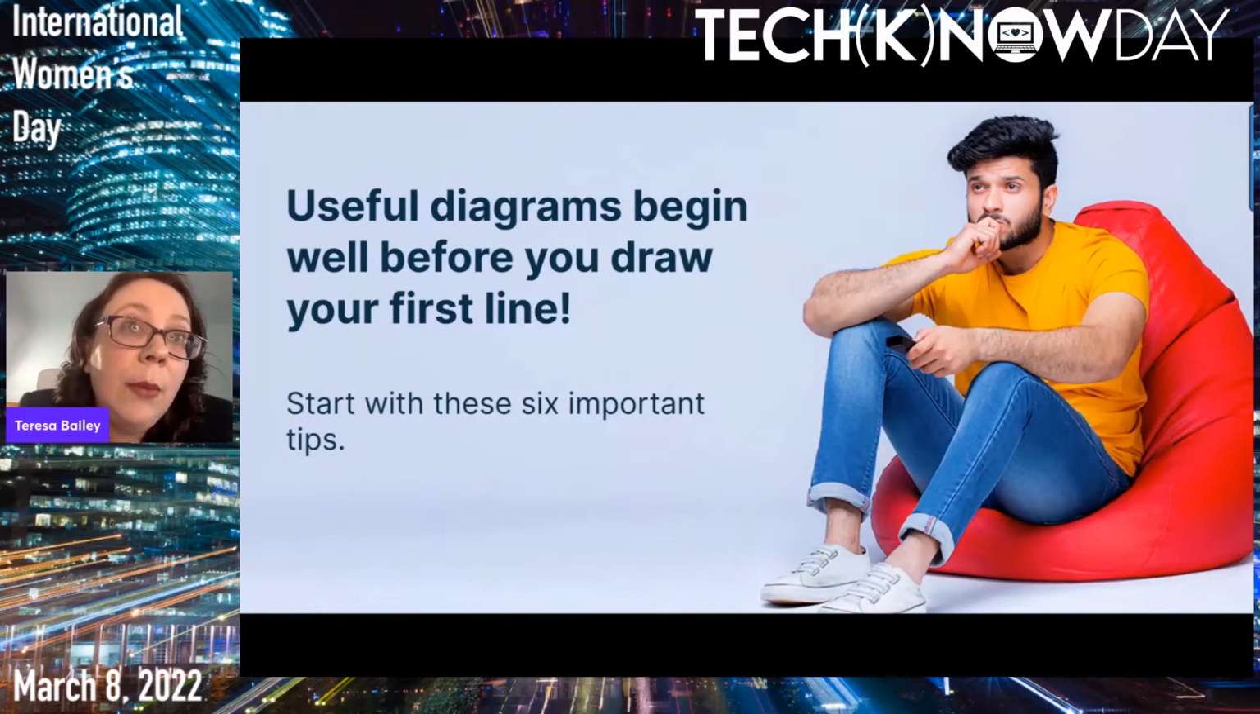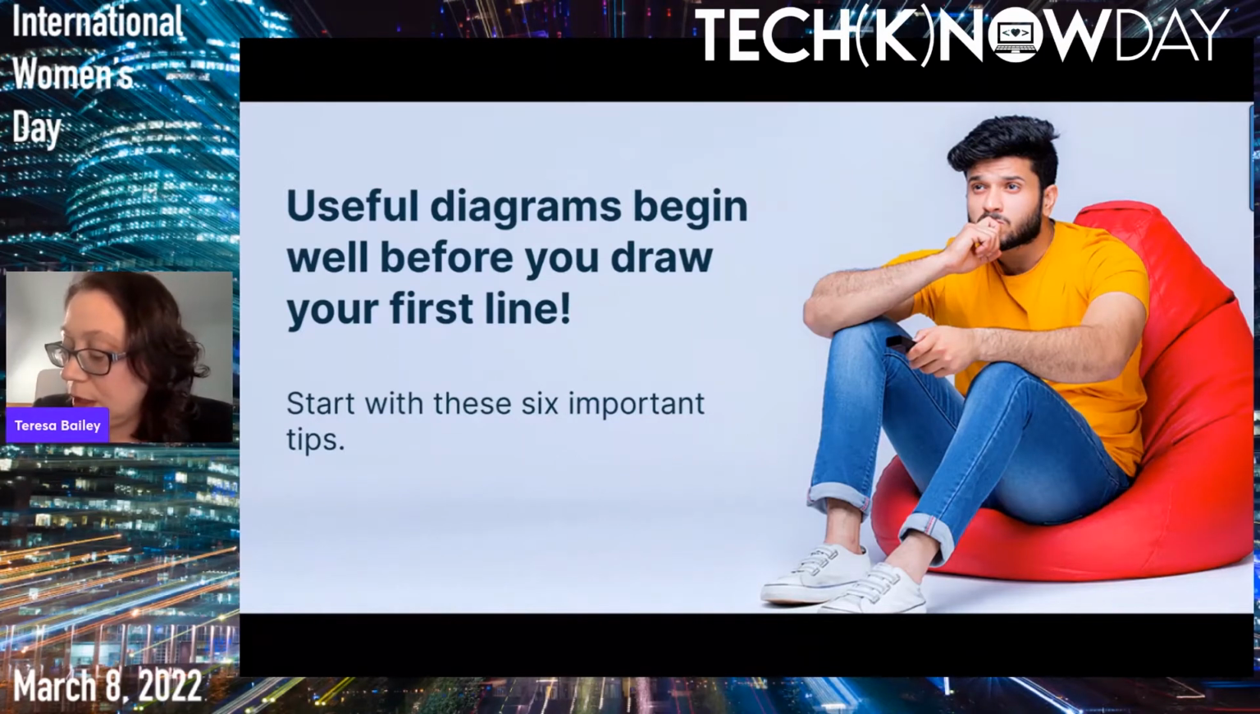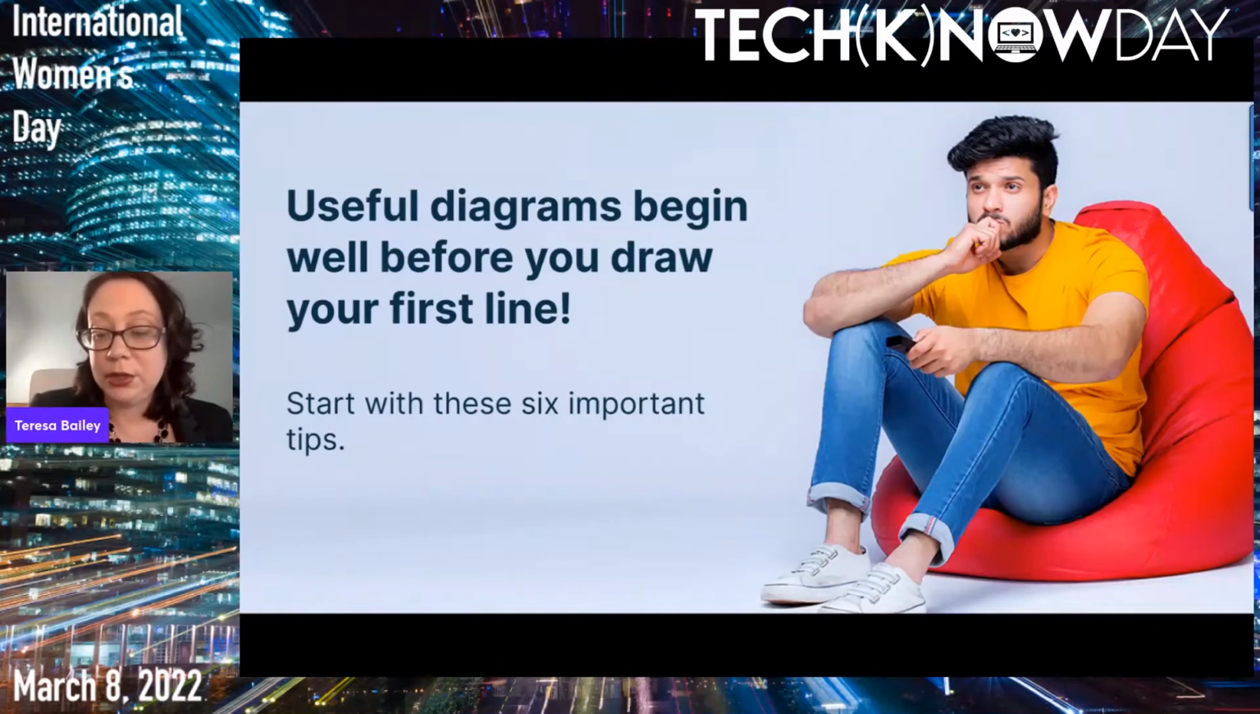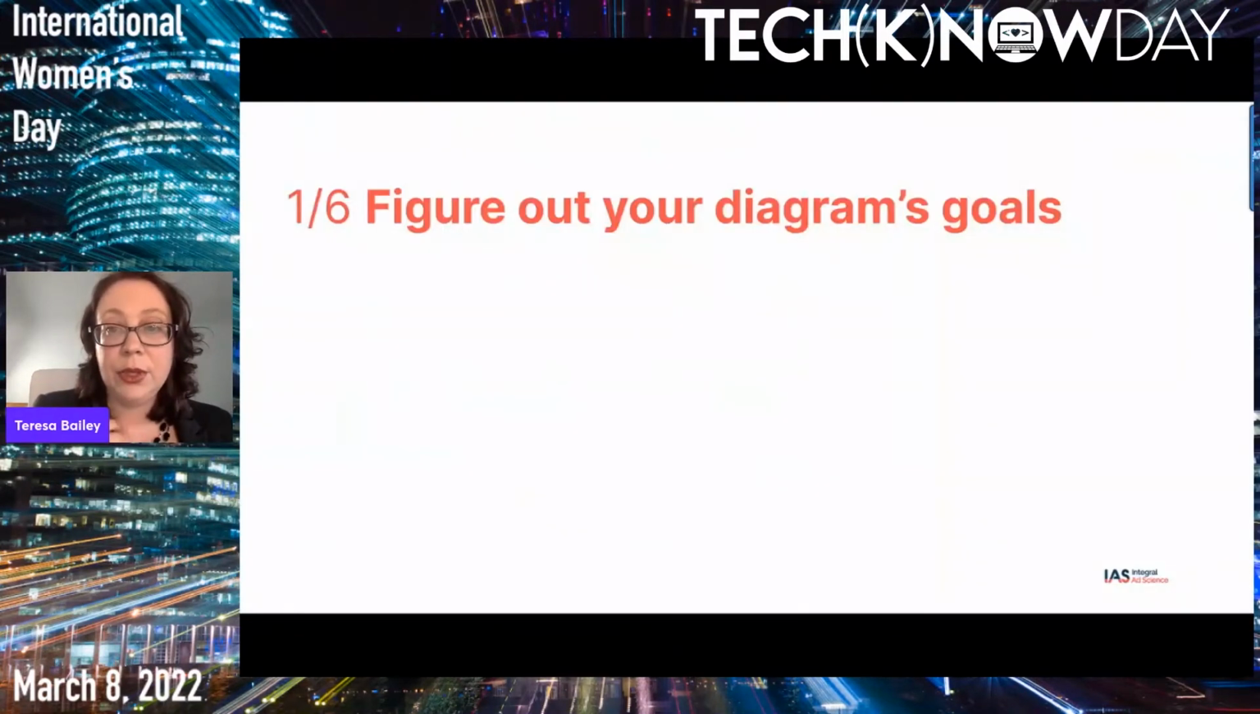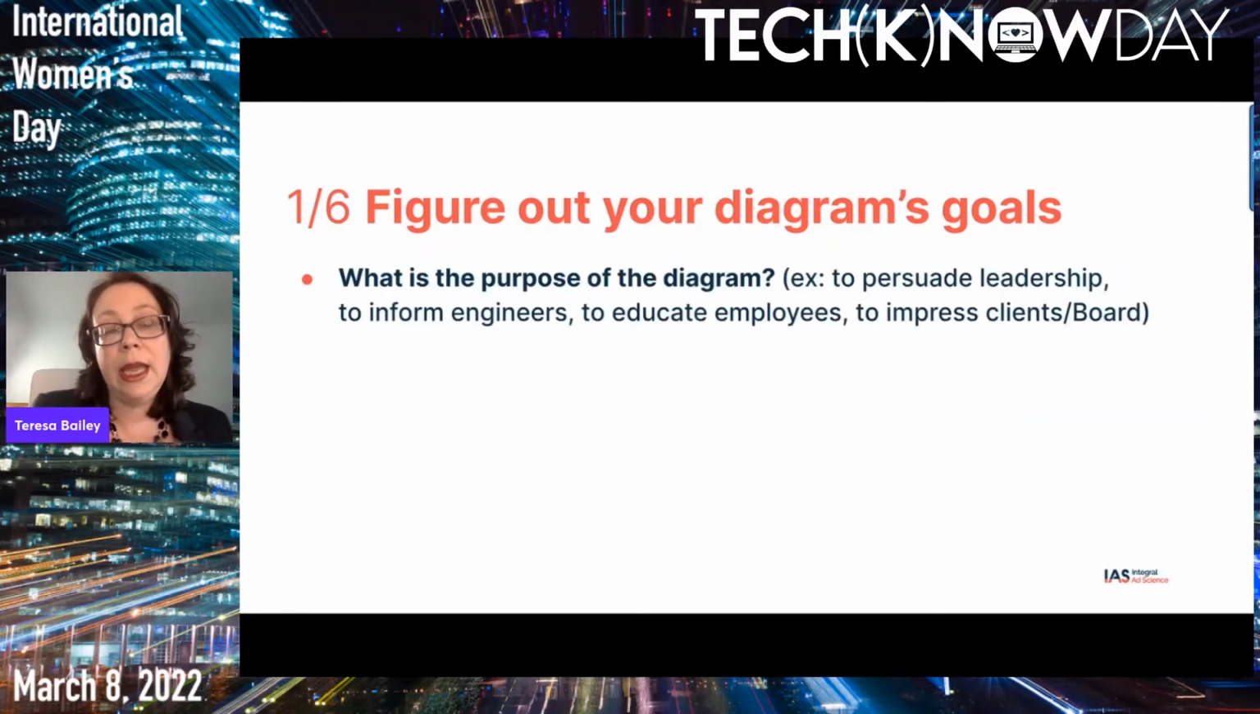So I want to talk now about the kinds of things that you would do towards the beginning when you're starting off your diagram. This is going to be for new diagrams that you probably haven't started yet. First you want to figure out your diagram's goals. The things I'm going to say on the slide might take you 5 minutes, and you're going to get way, way better results than if you don't do this.